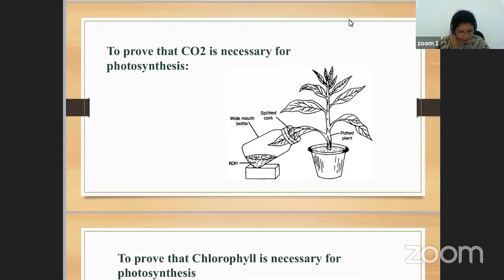Examples of parasitic nutrition are cascata or dodder, also known as amarbel, and mistletoe is also an example of parasitic nutrition. Cascata is a total parasite, children, and mistletoe is a partial parasite. It is known as a partial parasite because only to some extent it is dependent on the host. In case of dodder, totally it is dependent on the host. So it is a total parasite.